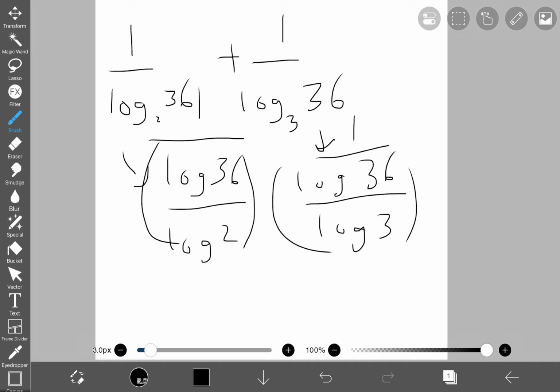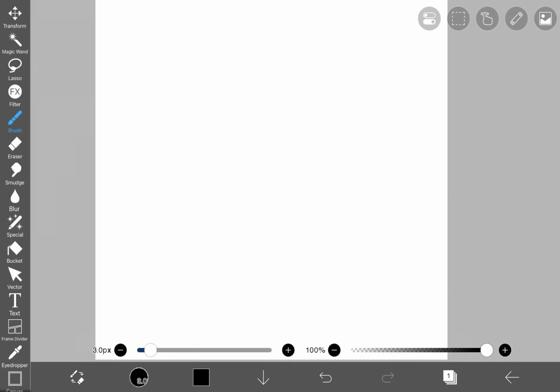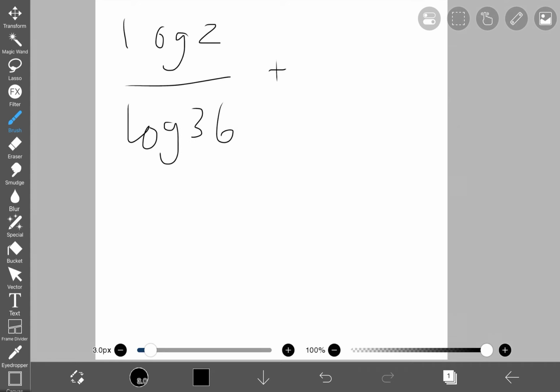But it does simplify, because once you do the change of exponents, it's going to be the same thing. I'm going to just simplify, but I can go back to it in a sec. Log argument 2 over log 36, plus log 3 over log 36.